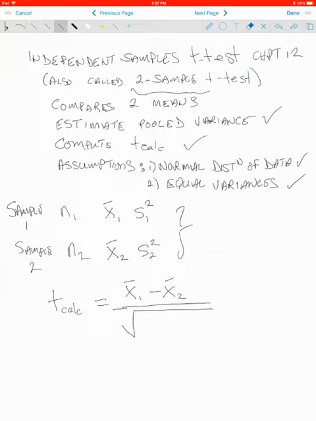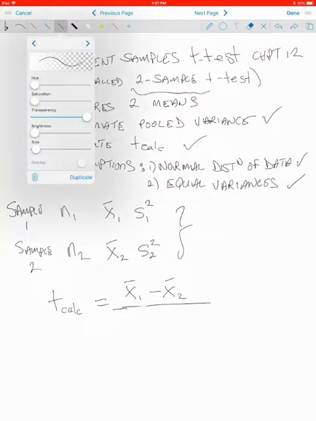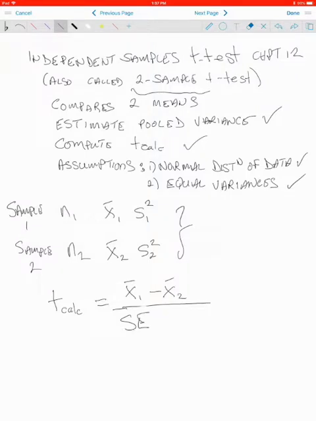I'll write it as the standard error of subscript x bar 1 minus x bar 2. So the standard error of the difference in means. Everything here is absolutely straightforward. It's trivial to estimate the means of the two samples and obtain the difference in means. How do you get this standard error of the difference in means? That takes some work to get.